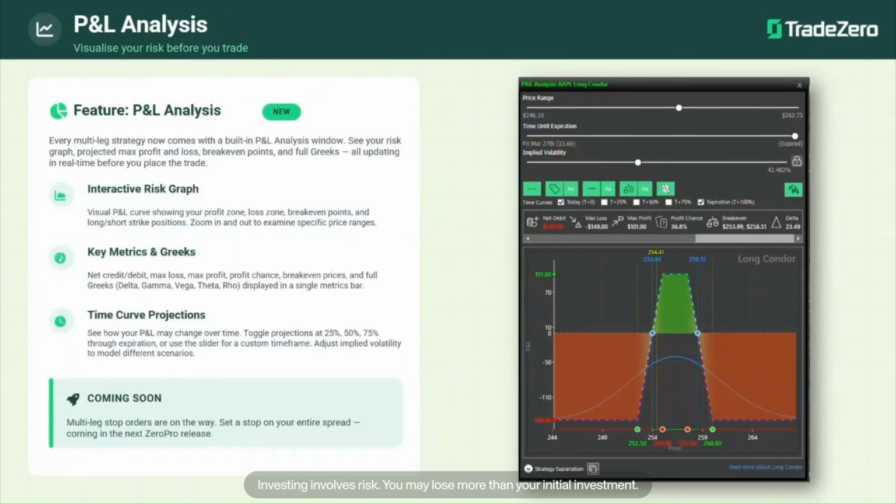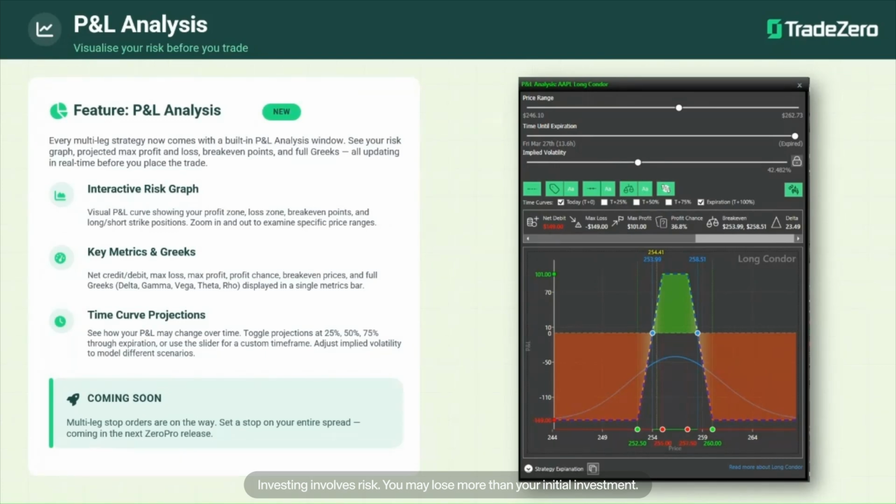Level 2 and level 3, let's take a look at this real quick. This is new functionality coming in ZeroPro 648 very soon, in a couple of weeks. This won't be available to you right now, so don't rush off trying to test it out, but this will be coming very soon. And it essentially is a tool that allows you to see your P&L analysis over time, taking into account the price of the underlying may fluctuate as time goes on.